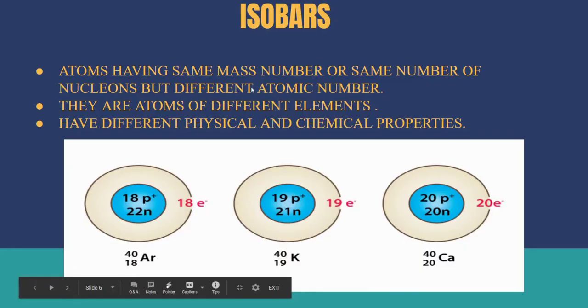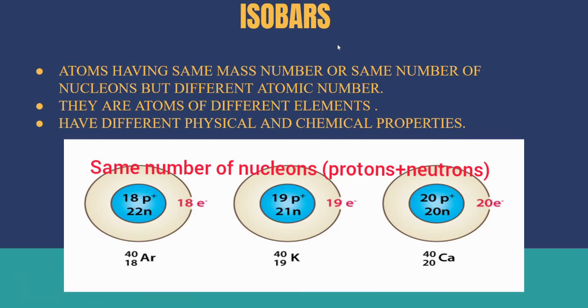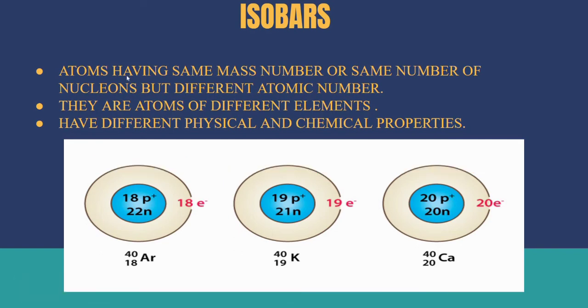So now moving to the next topic, it is isobars. Isobars are also a group of atoms, but they differ in the number of protons or electrons. That means they have the same atomic weight or same atomic mass but different atomic numbers, just opposite to that of isotopes. Isotopes had the same atomic number but different mass number. Here they have the same mass number but different atomic number.